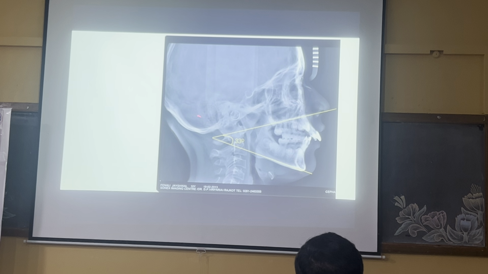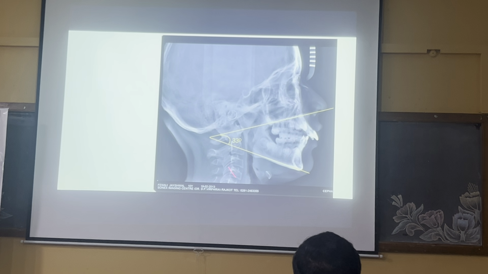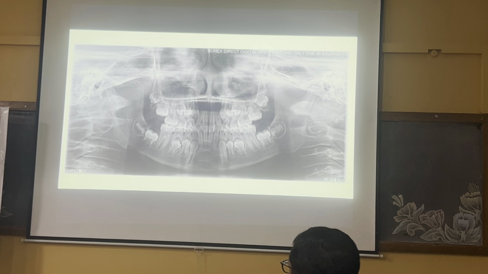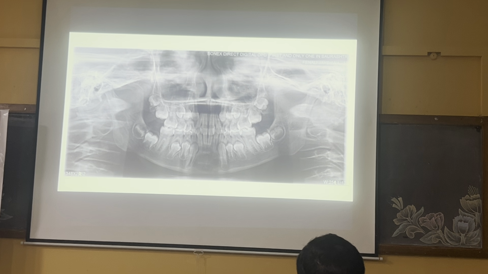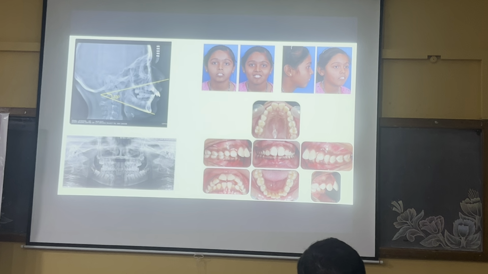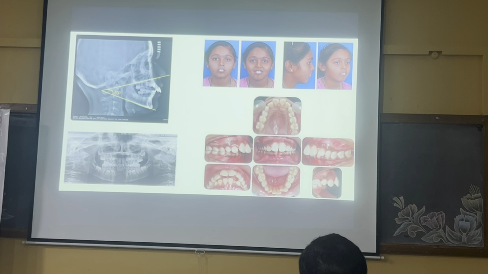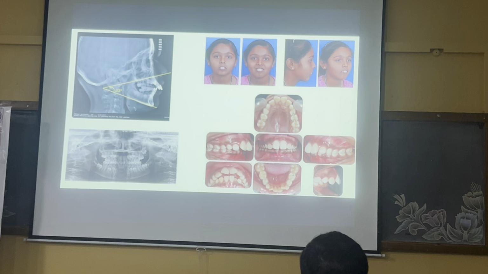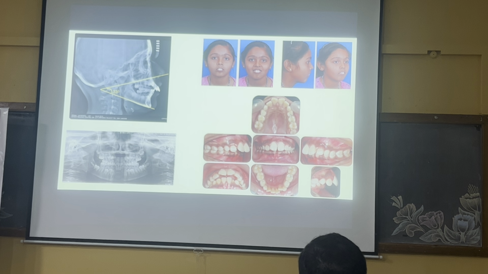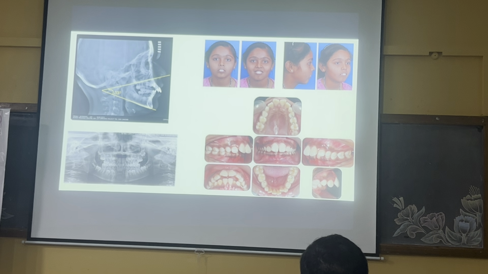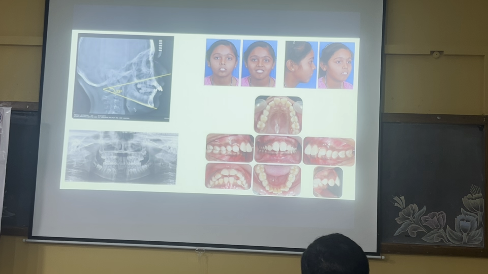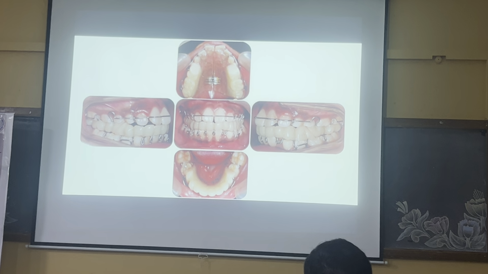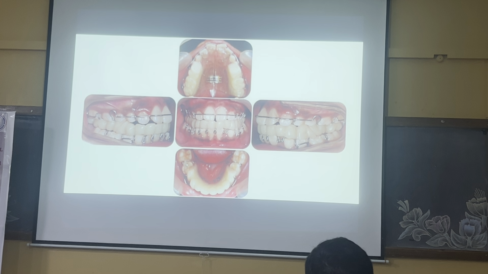See the basal angle and the CVMI stage. This is a pre-operative OPG. So the line of treatment was to advance the mandible and do fixed mechanotherapy with extraction of the first premolar teeth. This is the twin block outline designed for the patient.